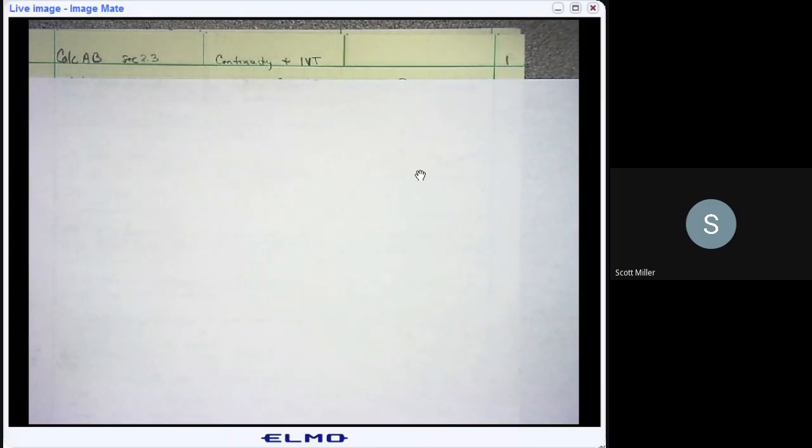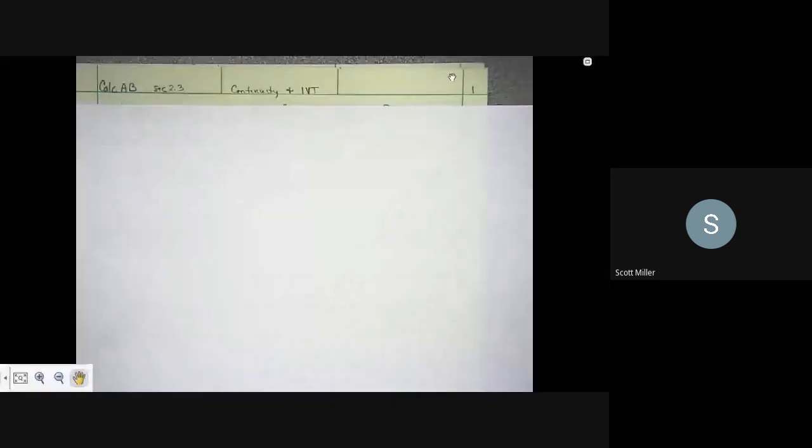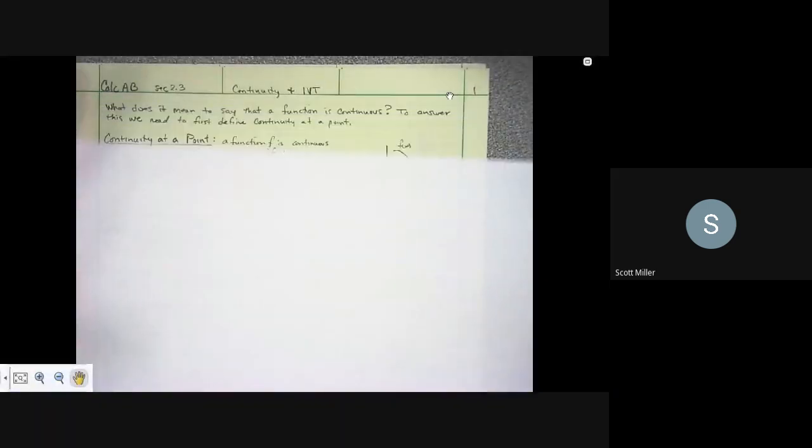Okay, so today we're going to look at section 2.3, continuity and the intermediate value theorem. Let's take a look at what we've got going on here. What does it mean to say that a function is continuous? To answer this, we need to first define continuity at a point. So here's our definition, continuity at a point.